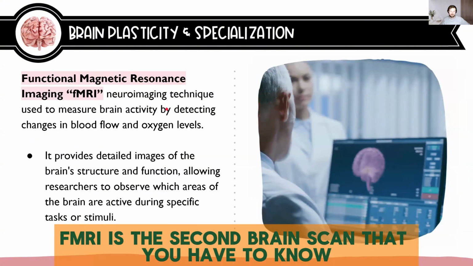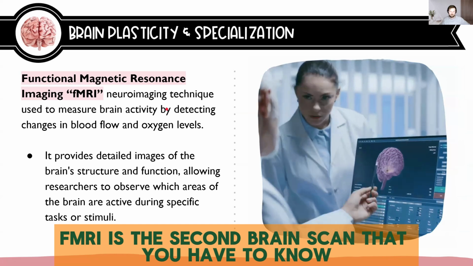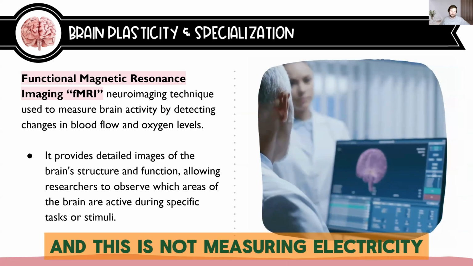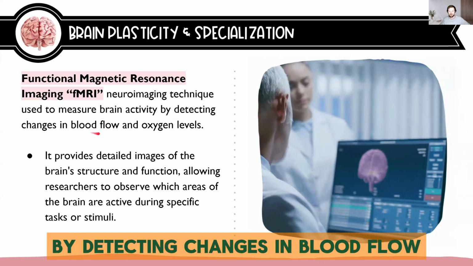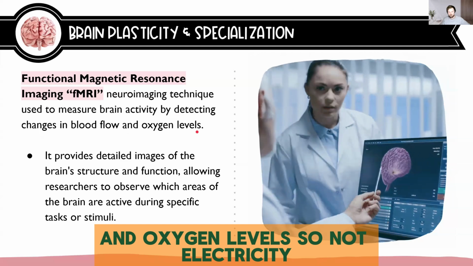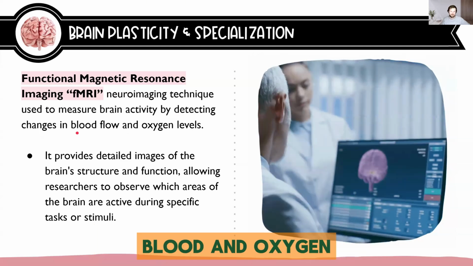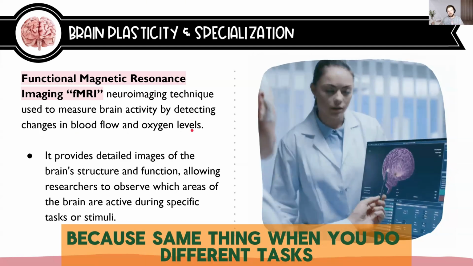All right, fMRI is the second brain scan that you have to know. And this is not measuring electricity. It is measuring brain activity by detecting changes in blood flow and oxygen levels. So not electricity, blood and oxygen, because same thing when you do different tasks.